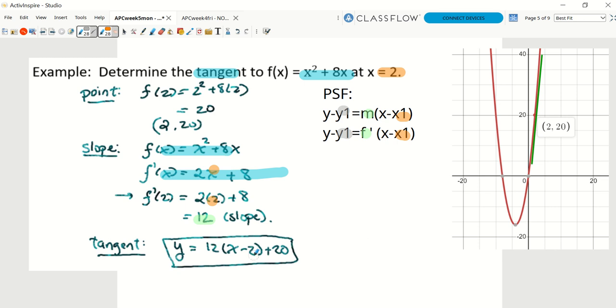And if you distribute the 12 and then combine like terms, you truly get a y equals mx plus b format.